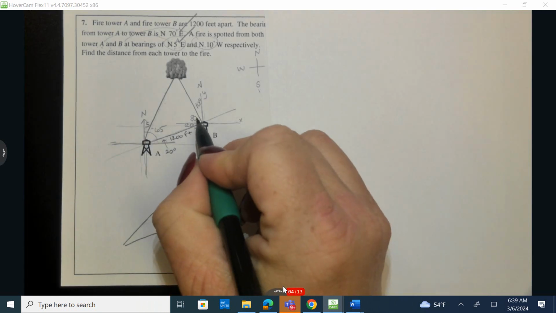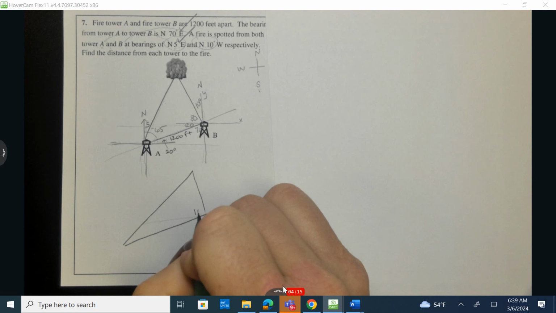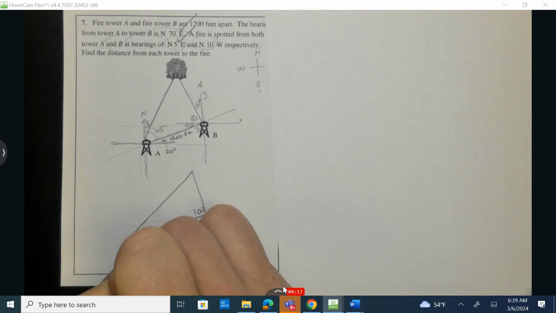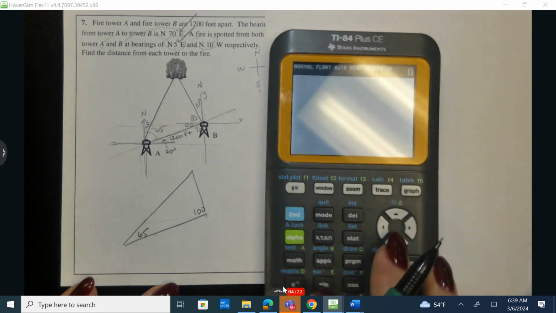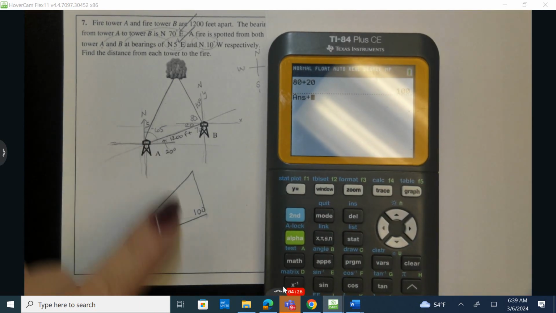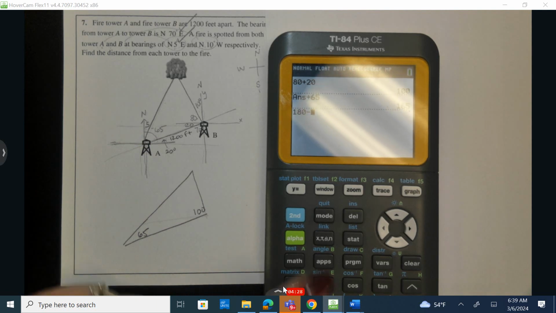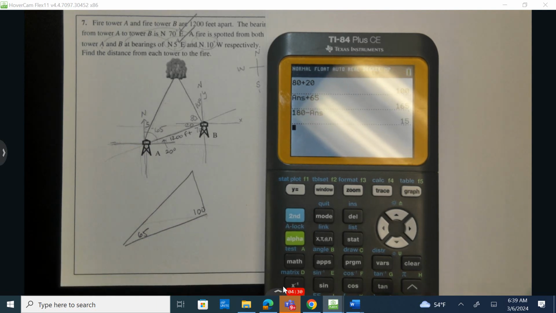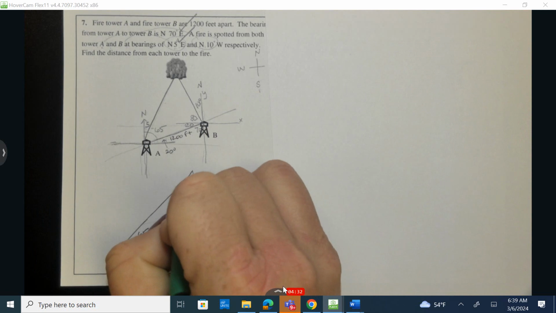So this angle is 80 and 20, which is 100. This angle is 65. And now I can find the third angle by simply taking 80 plus 20, that's your 100, plus this angle, 65. I'm going to take 180 and subtract that measurement, and we get an angle of 15 degrees.